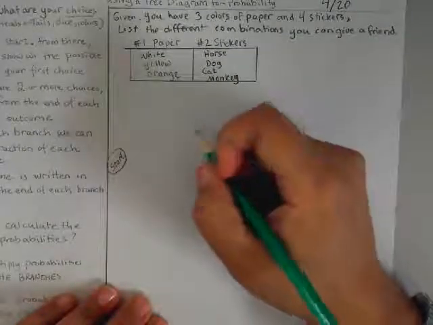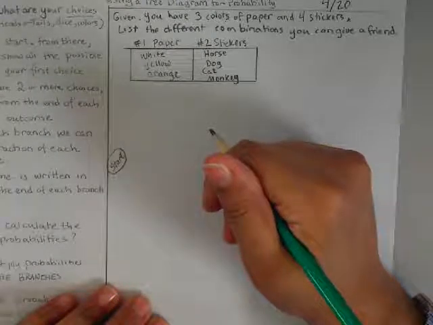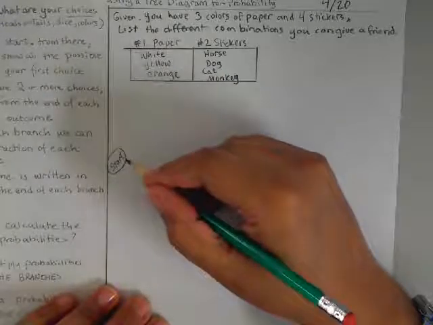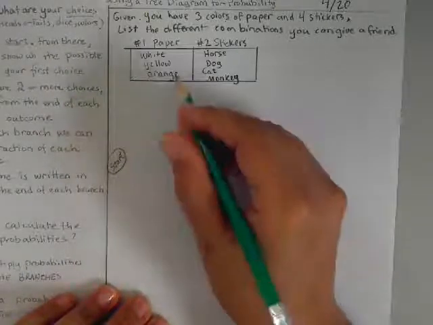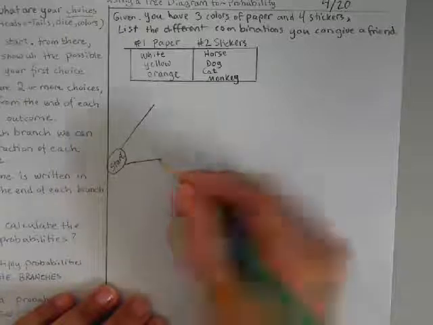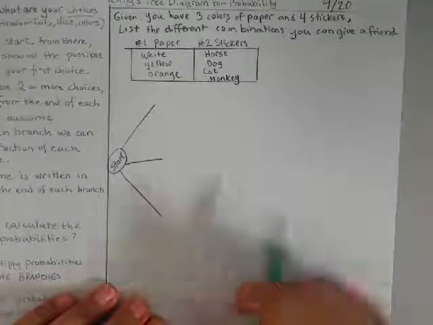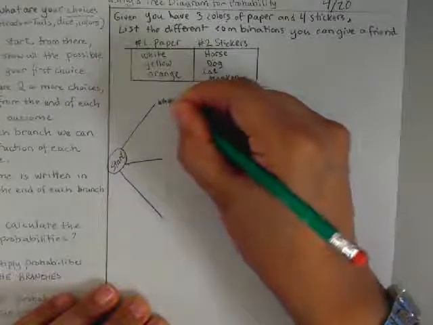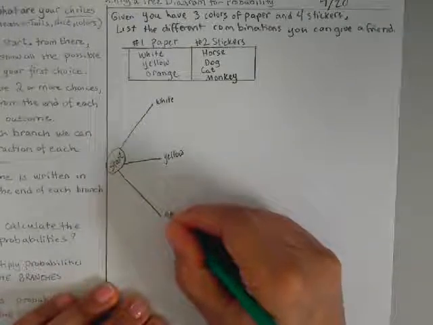From there, we need to determine how many choices we have in the first event. Since that's choosing paper, we have 3 choices: white, yellow, and orange. Therefore, from our start, we branch out with 3 lines to represent our 3 different options. So we've got 1, 2, 3. I'm not the best artist, as you all know. At the end of each of them, we write what they are in words: the white paper, the yellow paper, and the orange paper.